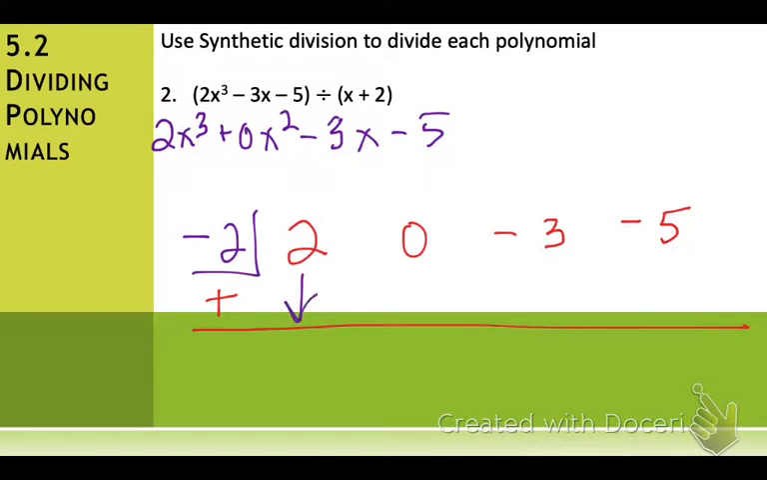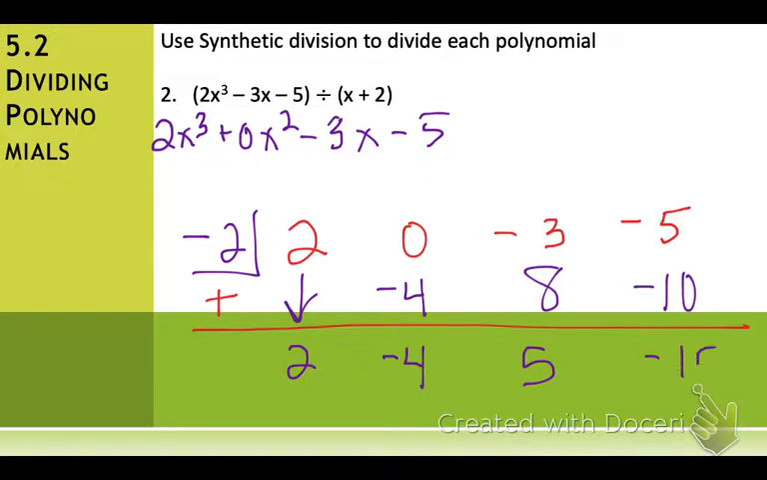All right, drop the first thing, 2, that's the first part of your answer. Multiply this and this. That gives you negative 4. Add these two things together, negative 4. Multiply that and that. That gives you positive 8. Add these two things together, 5. Multiply negative 2 times the 5. You get negative 10. Add those together, you get negative 15.